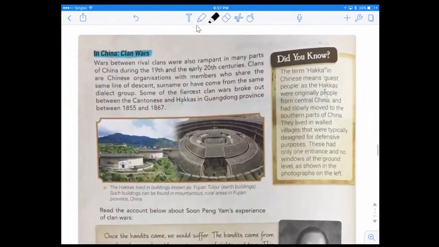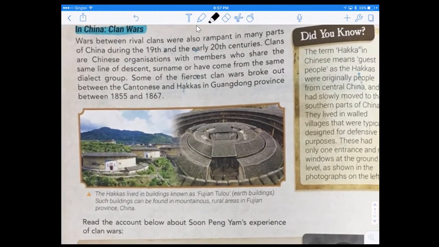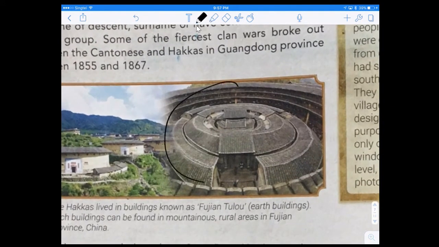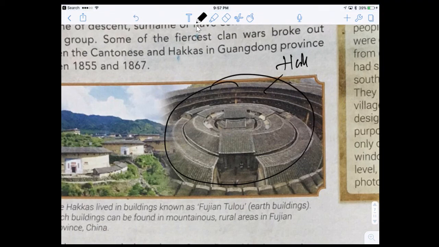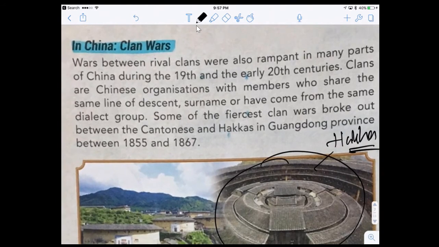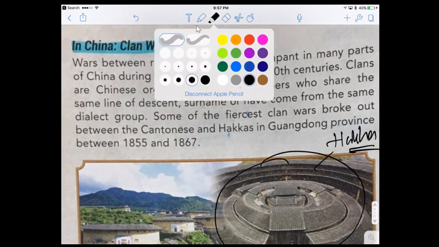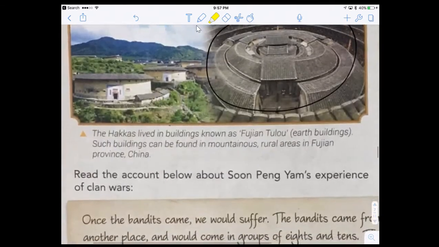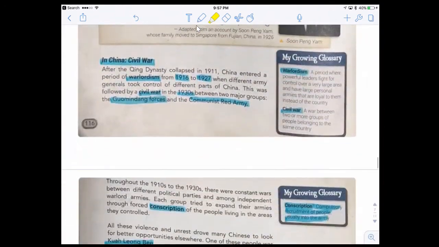Okay, next, clan wars. So this picture here actually shows the Hakka people. So who are the clans that are fighting? The clans are the Cantonese and the Hakkas. Okay, please highlight along with me. So these two groups of people with different surnames, different descent, from the same dialect group, fighting it out. So when clans fight together, that's when you have clan wars. Okay, quite straightforward. So we'll skip this first.